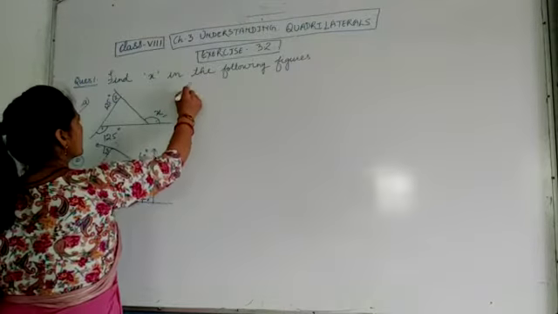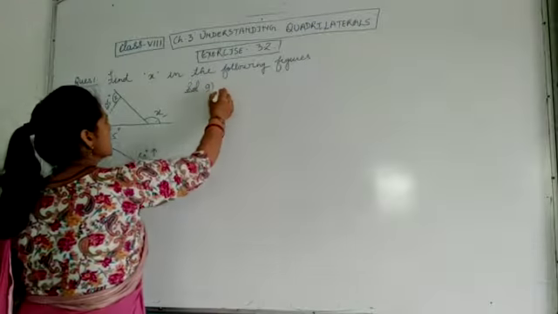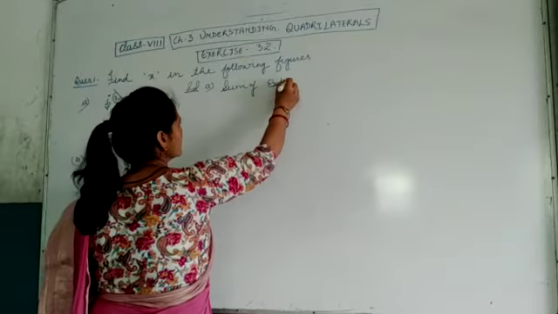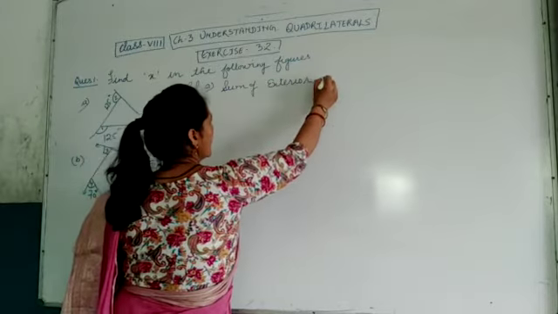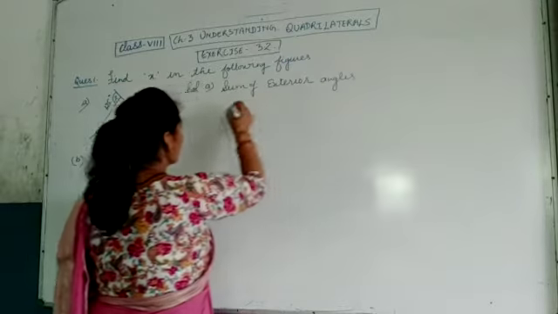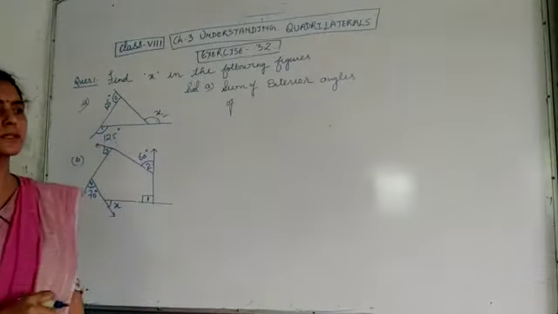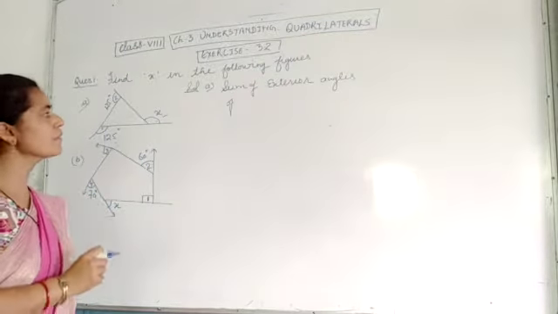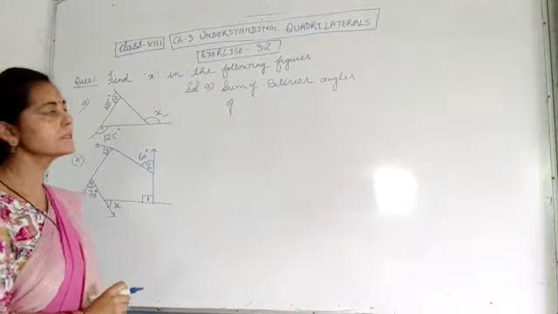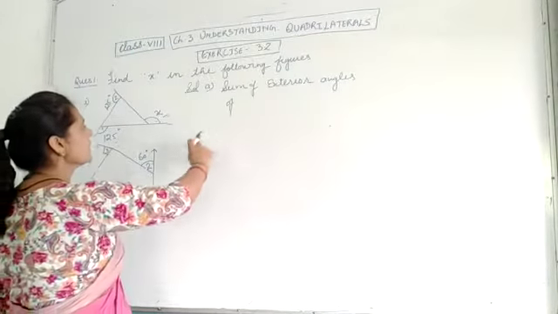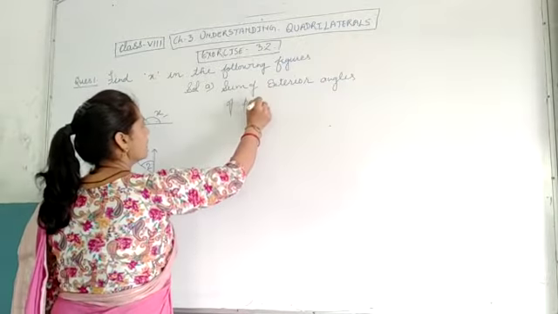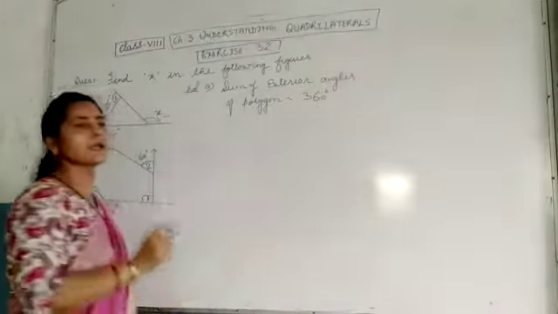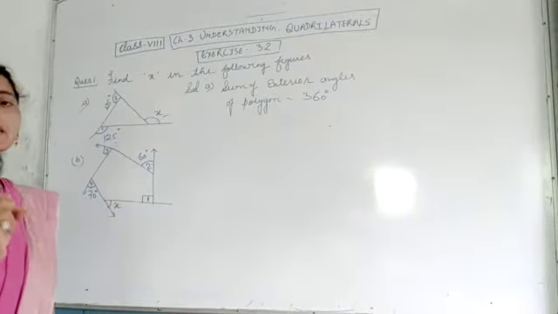So we know that the sum of exterior angles of any polygon, either it is a triangle, a quadrilateral, a pentagon, or a hexagon, the sum of exterior angles of any polygon is 360. Sum of exterior angles of a polygon is 360. सारे पॉलीगन्स का एक्सटीरियर सम जो होता है वो कितना होता है 360 होता है.